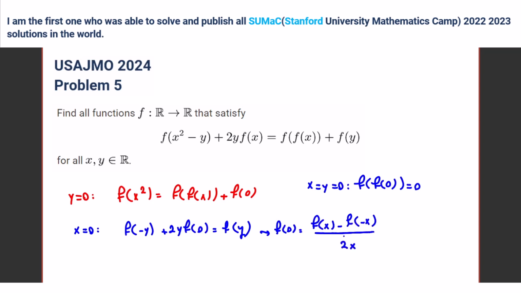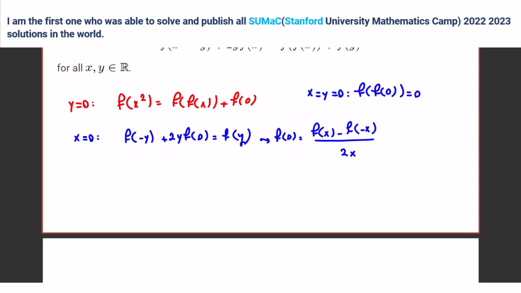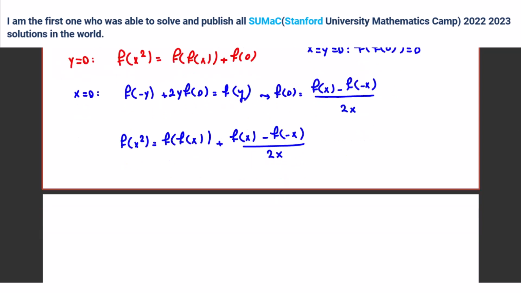And then I substituted that into the first equation, where y is 0. And I took two cases, if it's x or if it's negative x. F of x squared is f of x plus f of x minus f of negative x over 2x. And then if it's negative x, it'll be f of x squared equals f of negative x, and the last part will be the same because the negative 2x makes it negative. Do you agree it's f of negative x minus f of x over negative 2x? But they are equal, obviously, right?